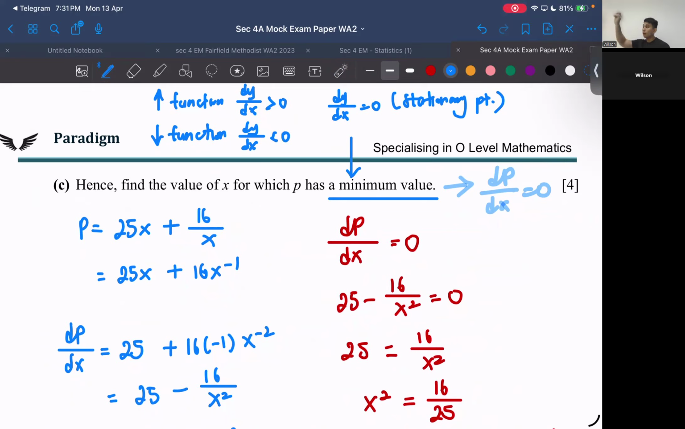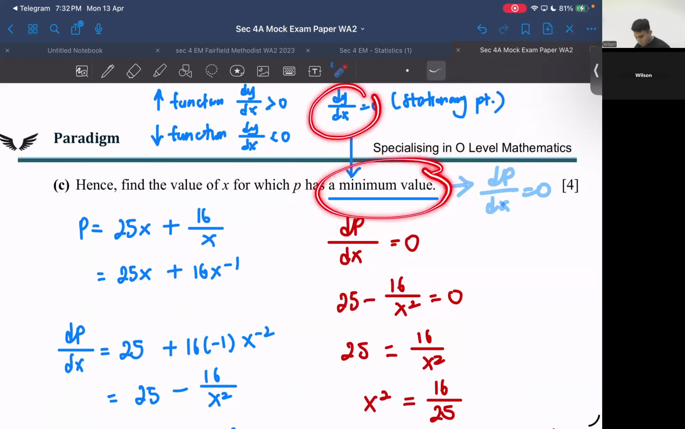Okay, so these are different things. What they are asking about is this portion, increasing or decreasing function. Minimum value means dy over dx equals 0. It could be a maximum point also. If they say maximum value, it's also dy over dx equals 0. Okay, can?